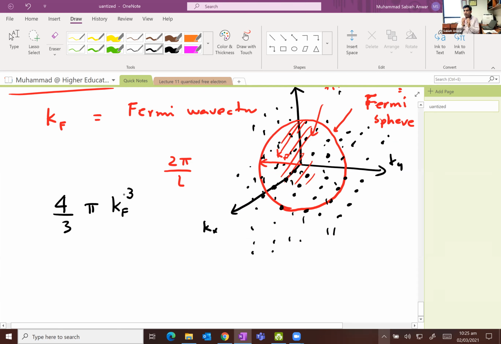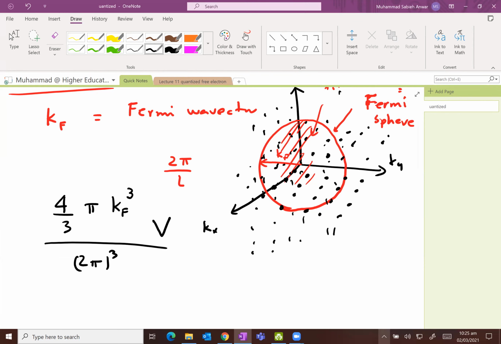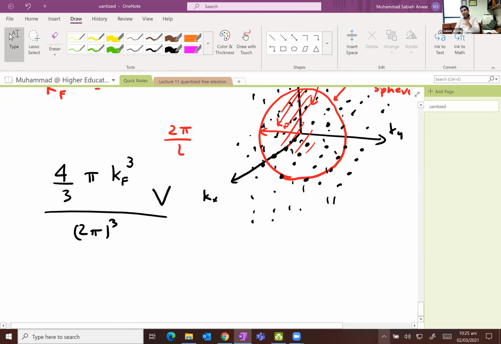And what is the volume of each k point? It's 2 pi cube over V, correct? So the number of k points inside this Fermi sphere is the expression that I've written over here. Got it? Did you understand this? Yes, sir.